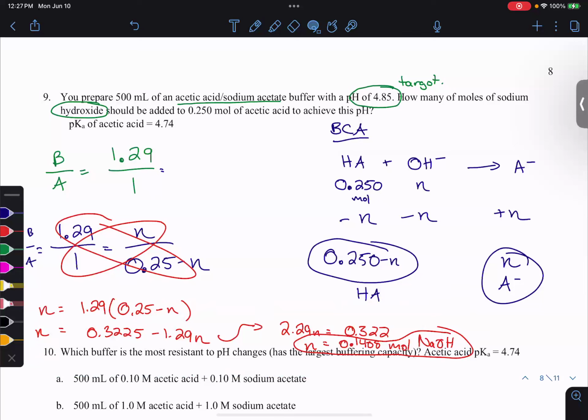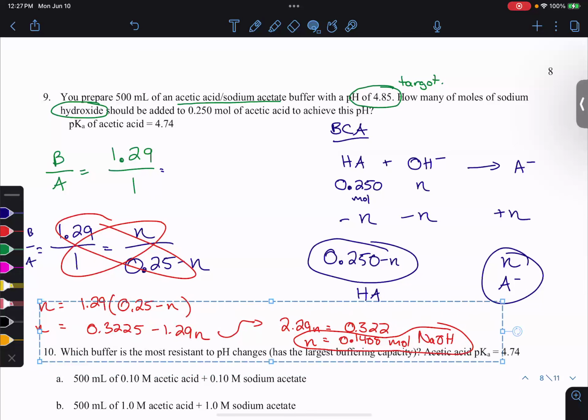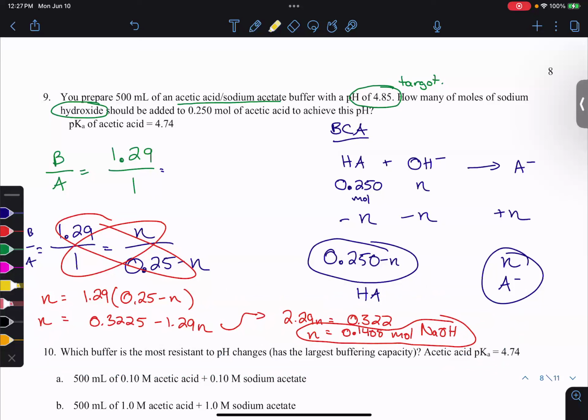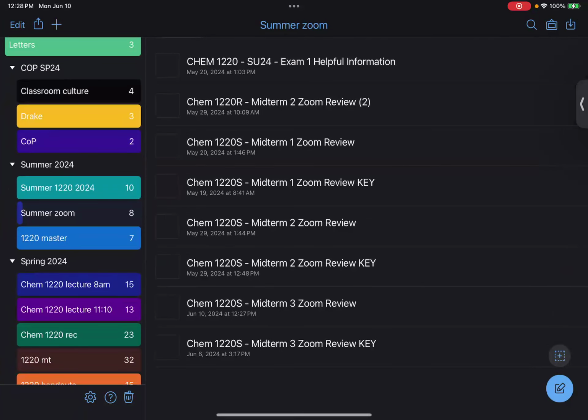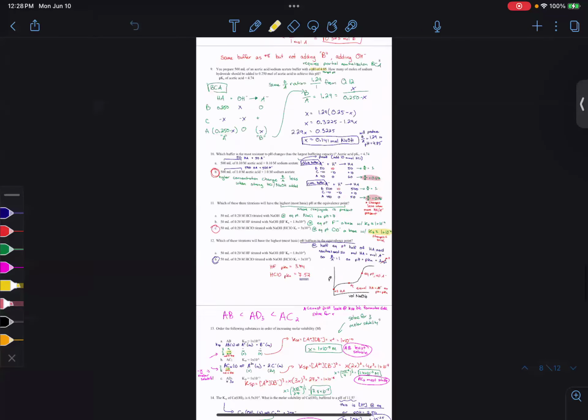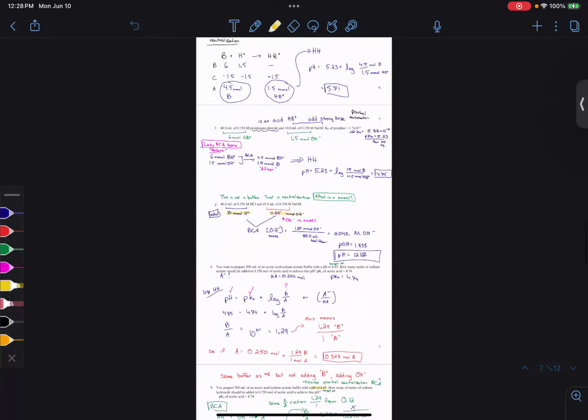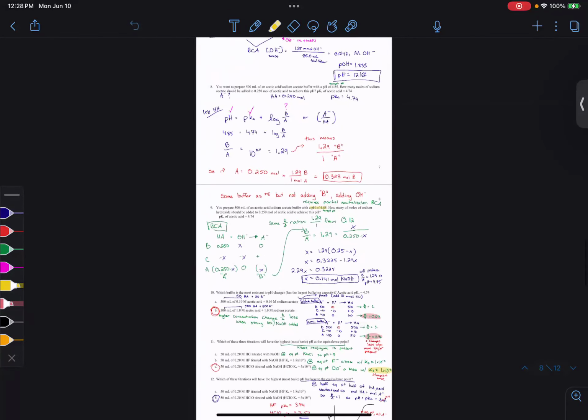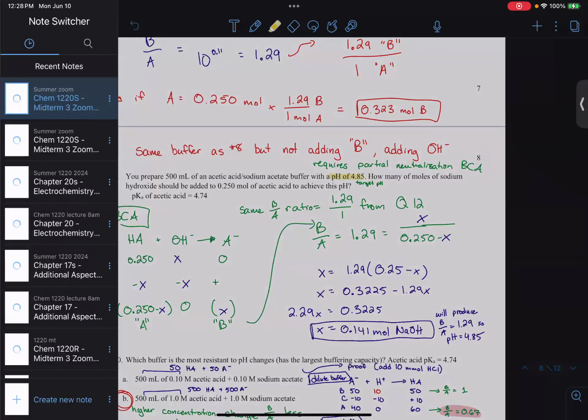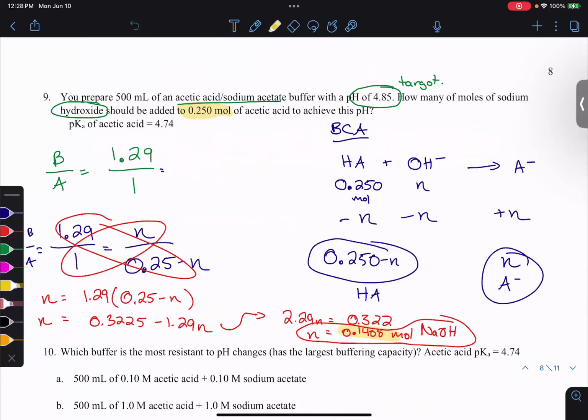Okay, and you can check yourself. You can just change the wording of the question. Say, oh, you mix together 0.141 moles of sodium hydroxide and 0.25 moles of acetic acid. What is the pH? You'll do your BCA table first, then your Henderson-Hasselbalch, and hopefully you get that target pH of 4.84. Let me just quickly check that that answer is right. Let's see, is that answer right? 0.141, is that what I said? Yeah, 0.141. Okay, good.